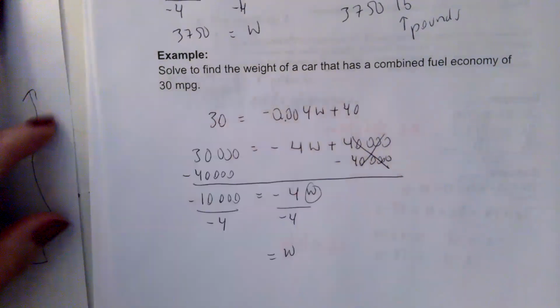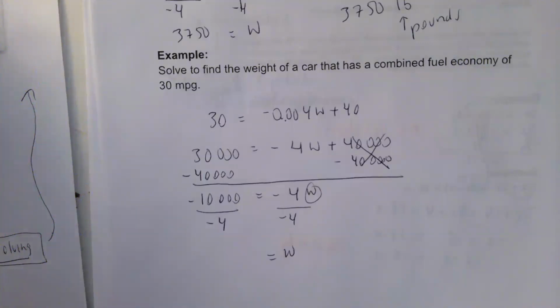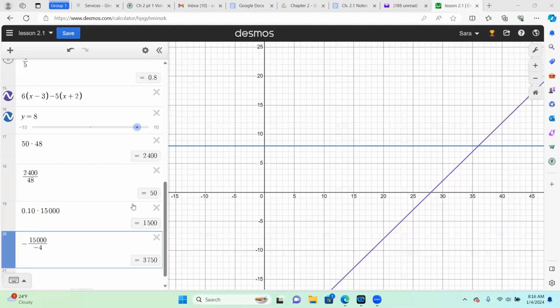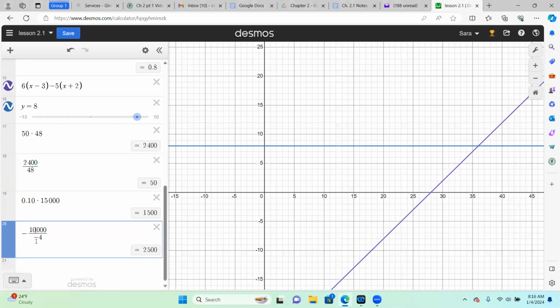So we can go back to Desmos and we just have to change that to dividing negative 10,000 instead. So instead of a negative 15,000, it's just going to be a negative 10,000. So the weight of this car is 2,500 pounds.